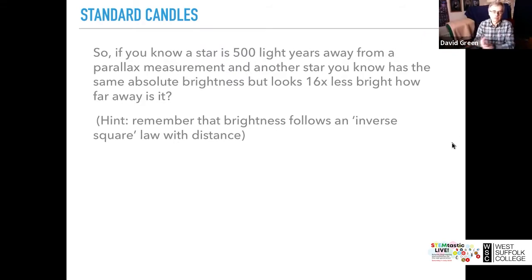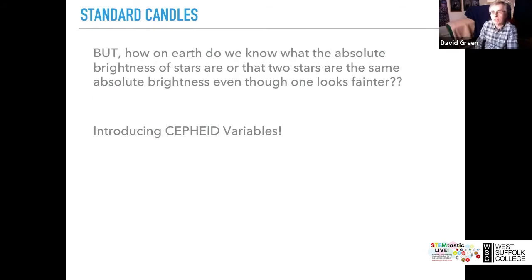so essentially using standard candles, if we know a star is 500 light years, here's an example from a parallax measurement, and another star looks 16 times less bright, then it's about 4 times 500, it's about 2,000 light years away. Okay, question on chat was how on earth do we know that some stars are the same brightness? Really good question. And it's all down to a variable star called a Cepheid variable.